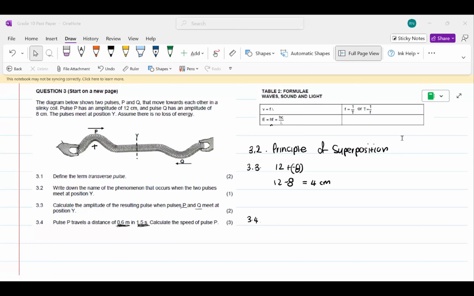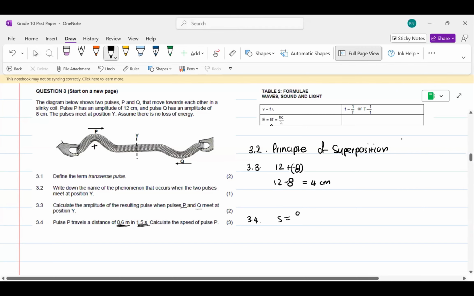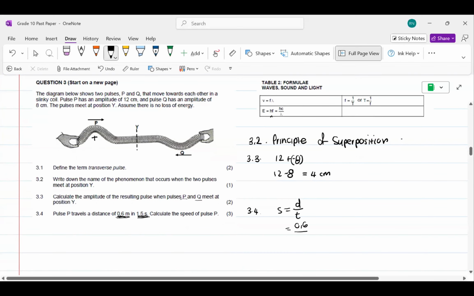Okay, perfect. We have an answer. So this is just speed is distance over time. We know that our distance is 0.6 meters over our 1.5 seconds. So our speed is going to end up being 0.4 meters per second. Okay, perfect. Well done, guys.